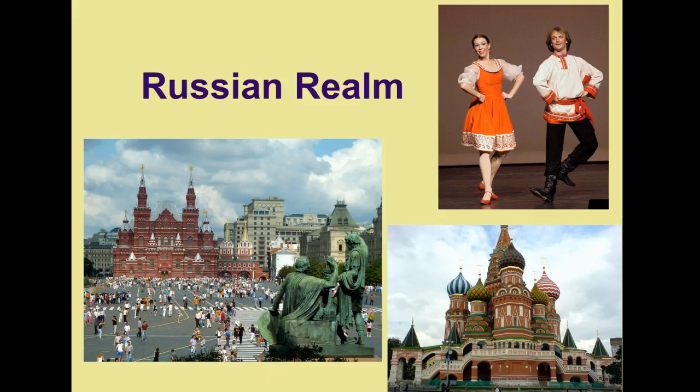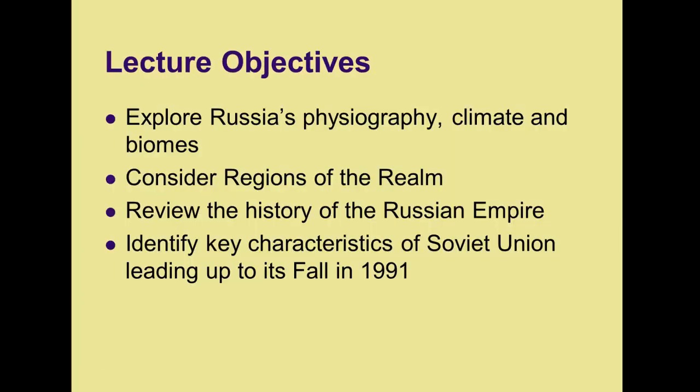Today we'll be talking about the Russia realm, and we start off with a few images of Russia, including famous Red Square on the left side of the image, some traditional Cossack dancers in the upper right, and the characteristic onion-domed architecture of Russia. Today we're going to be exploring Russia's physiography, climate, and biomes. We'll consider regions of the realm, we'll review the history of the Russian Empire, and identify key characteristics of the Soviet Union leading up to its fall in 1991.